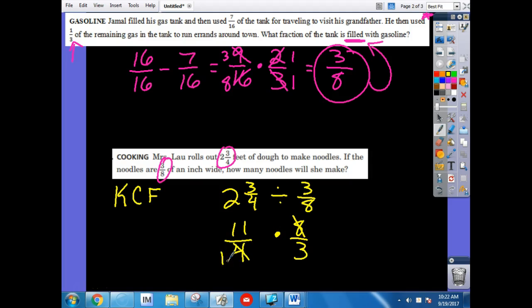Simplifying ahead of time, 4 we're going to those 1 and 2 times. 11 times 2 is 22. 1 times 3 is 3. 3 will go into 22 7 full times, which is 21. I will have 1 left over there. And that's my final answer.